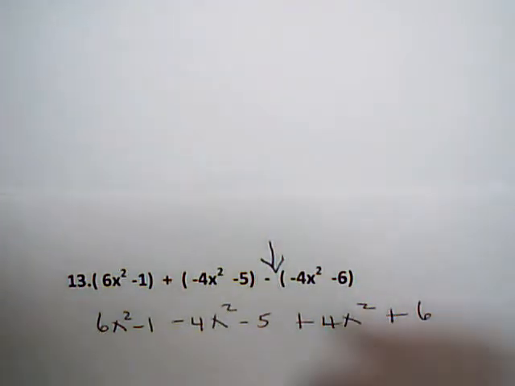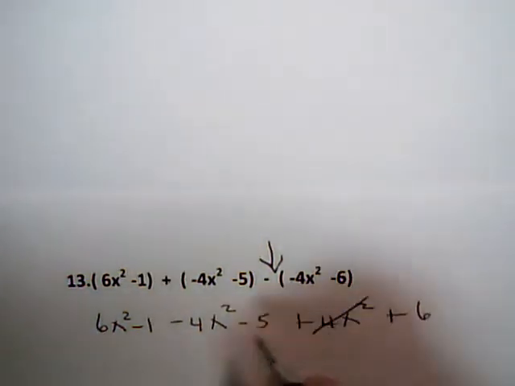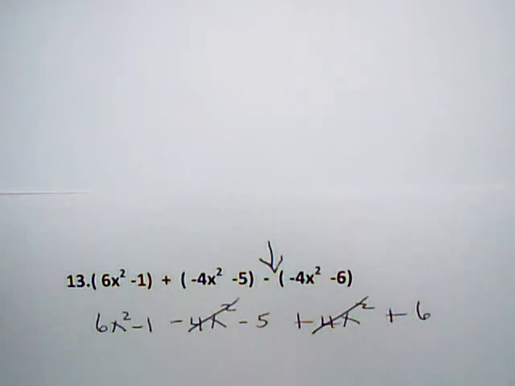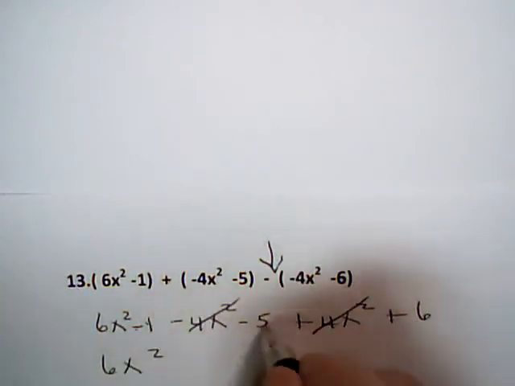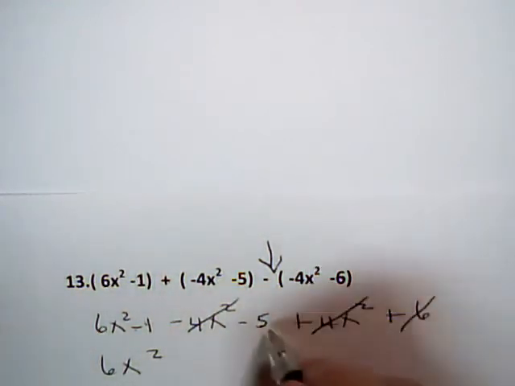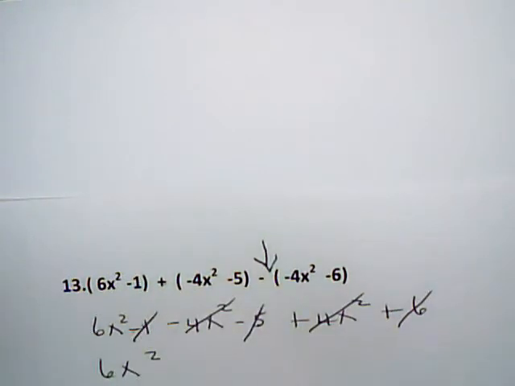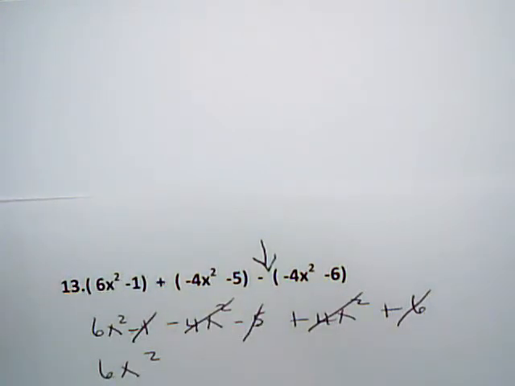Now, let's look at our x squares. I have a 4x squared and a negative 4x squared, which undoes one another. So I'm left with 6x squared. And I have a negative 5 and a negative 1, which is negative 6, and a positive 6, which undoes one another. It becomes 0. So 6x squared is my final answer there.